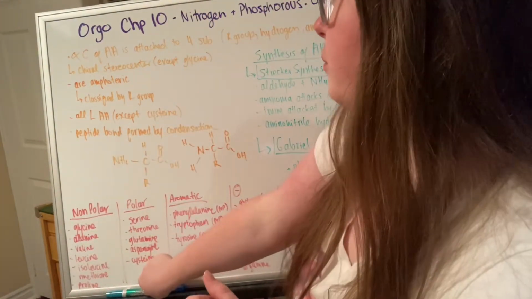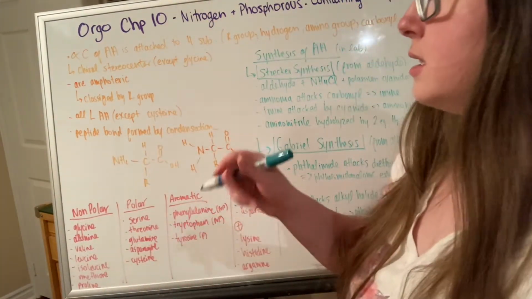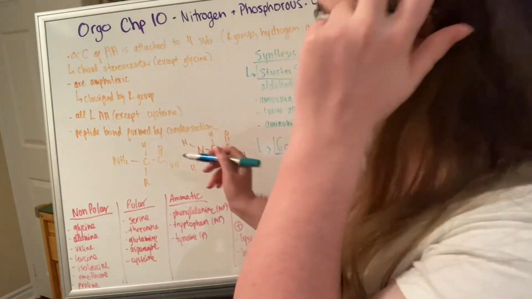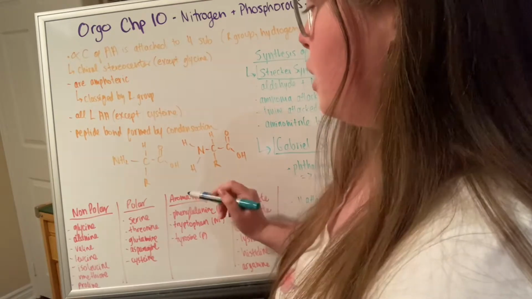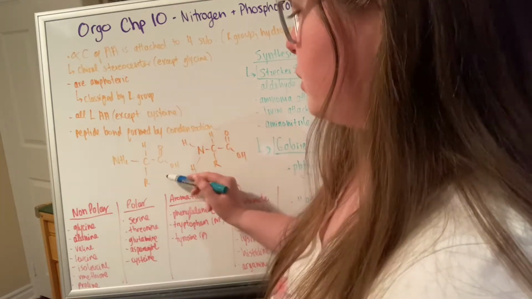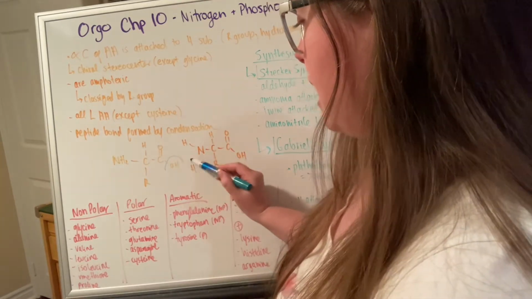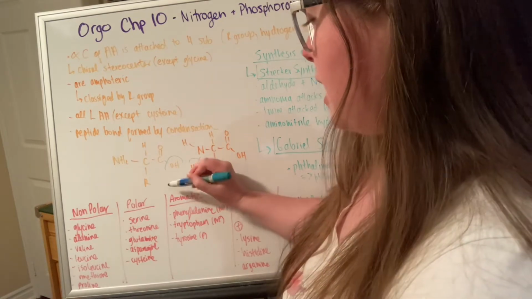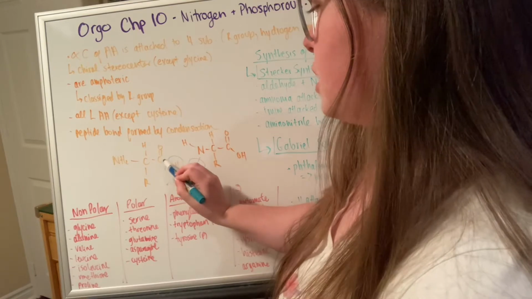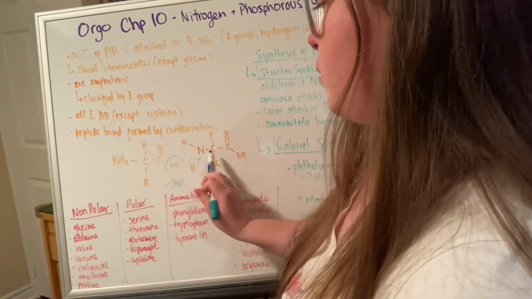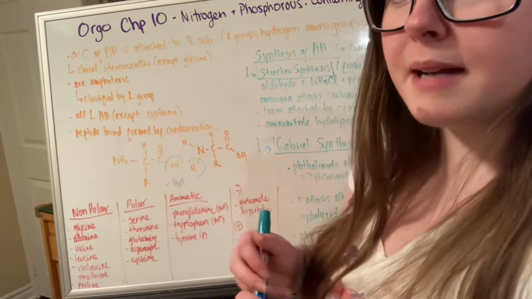Also, amino acids are joined by peptide bonds, which are formed by condensation. When we say condensation, it means removal of water. So you take the OH from this group and the hydrogen from this group, and you take away the water, which means between this carbon and this nitrogen, you form a bond, and that is the peptide bond.